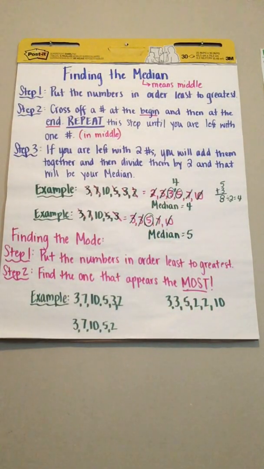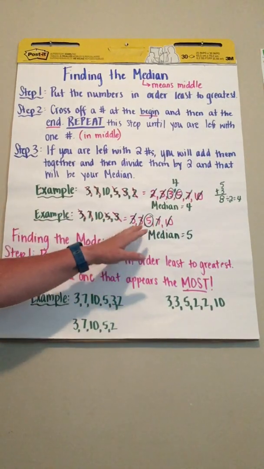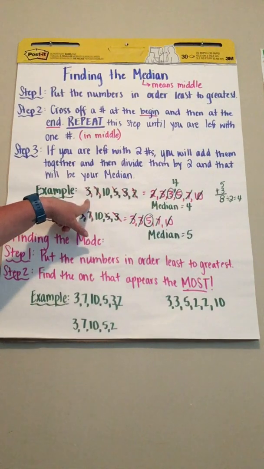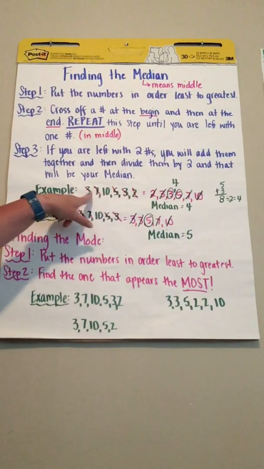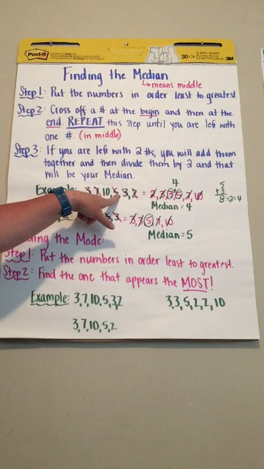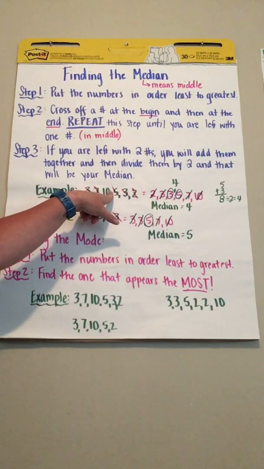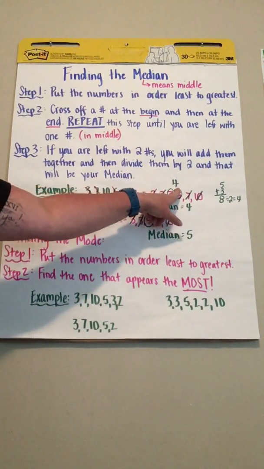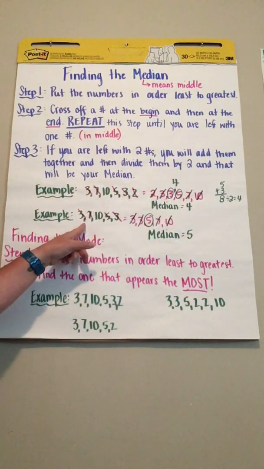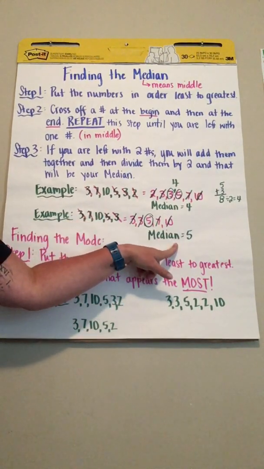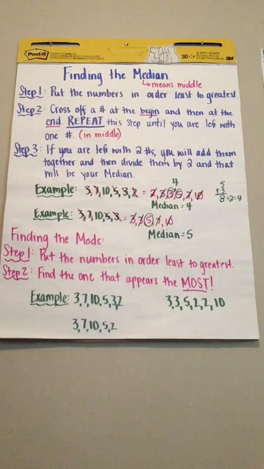Okay, finding the median is pretty easy, but make sure you put your numbers in order from least to greatest. It is very important, because if I just look at this and I cross off front, back, I have 10 and 5. Add those together, divided by 2, that's going to give me 7.5. That is not the same as 4. Same thing down here. This is telling me 10 is in the middle, but really my median is 5. So it's very important that you put your numbers in order from least to greatest.